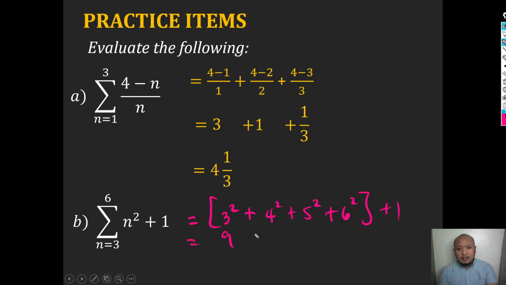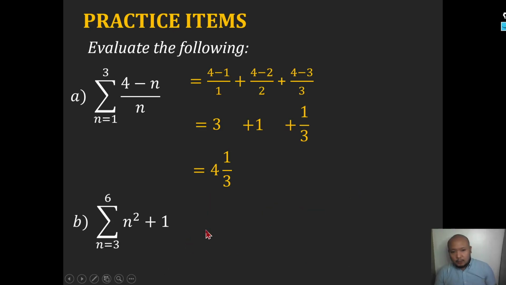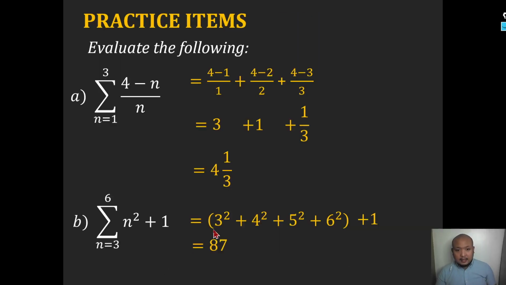This is gonna be 9. It's gonna be 16. That's 25. That's 36 plus 1. Okay? Okay na bala mag-simplify niyan. Ayoko na i-simplify. Add lang naman. So, you should get what? 87 daw. Okay? 87. Pretty simple.